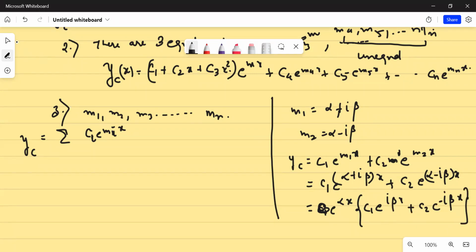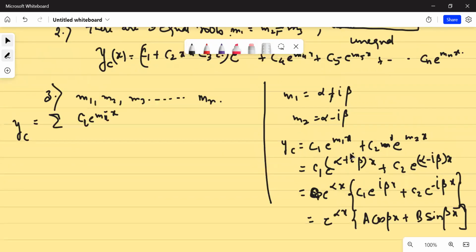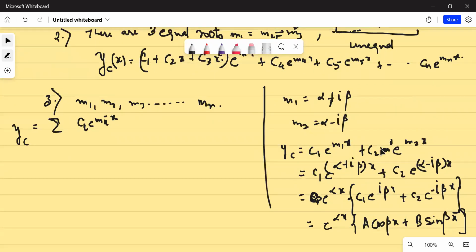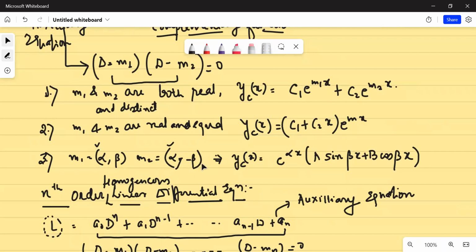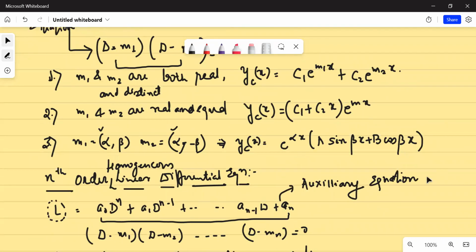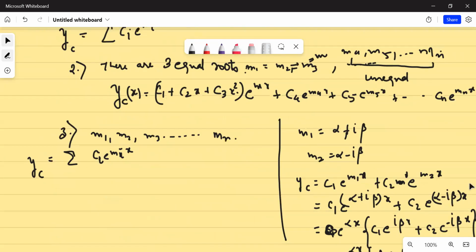And if I want to expand this from the complex numbers, you know that e to the power iota theta is written as a linear combination of cos and sine. So in general, you can write it as a cos beta x plus b sin beta x. Is that clear? In short, the solution in any case remains c1 e to the power m1 x plus c2 e to the power m2 x only. Since I have written that one of the roots is alpha plus iota beta and the other is alpha minus iota beta, I can reduce it to this expression, but primarily this is the solution.